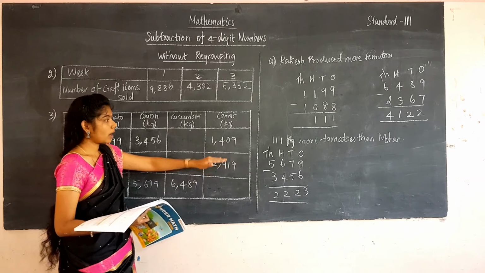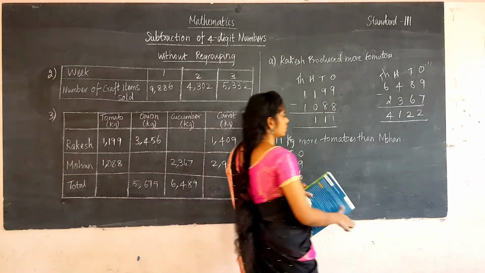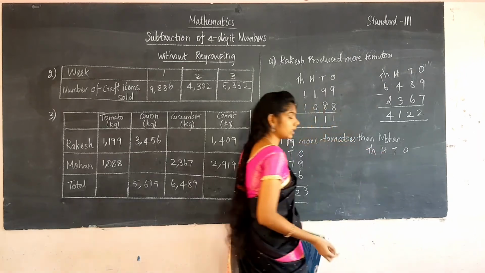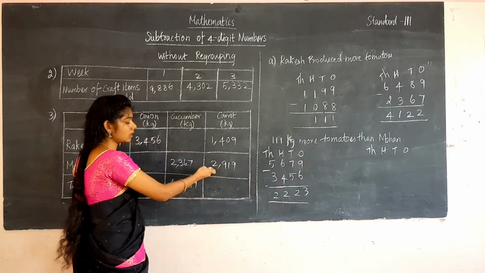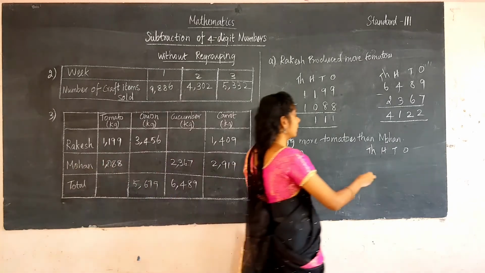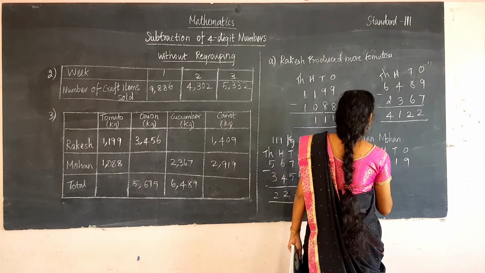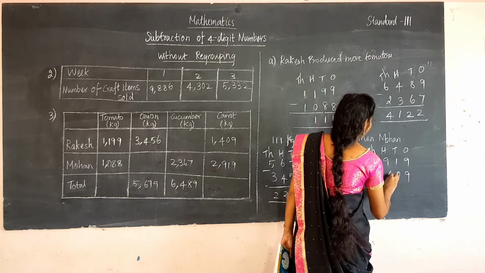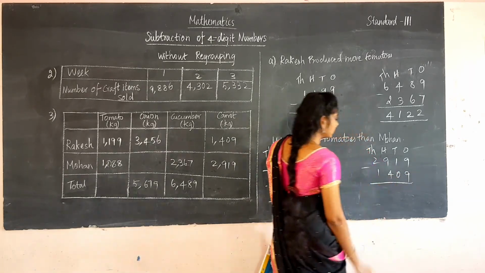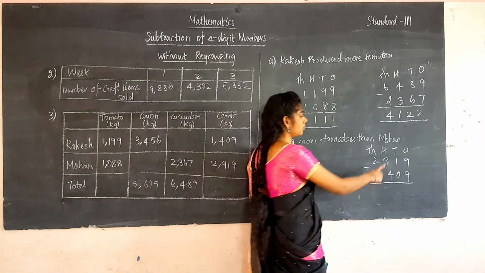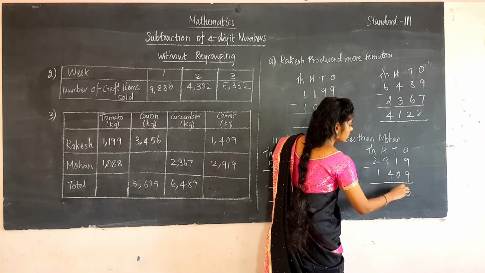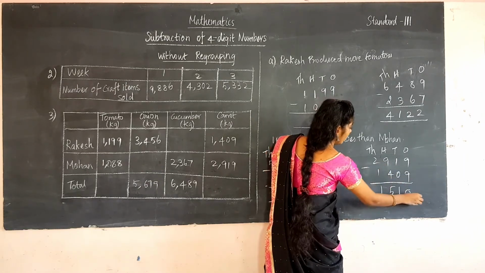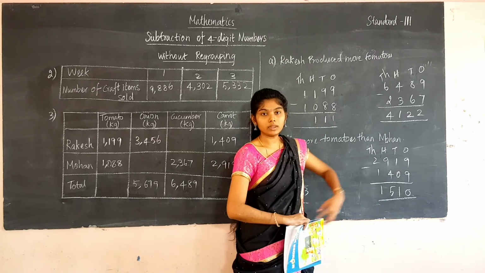So to subtract, you have to write up to the place value of thousands: ones place, tens, hundreds and thousands. So write the numbers given here. First the greatest number, 2919. Then the next number, 1409. Now you have to subtract. 9 minus 9 is 0, 1 minus 0 is 1, 9 minus 4 is 5 and 2 minus 1 is 1. So you have to do everything mentally.